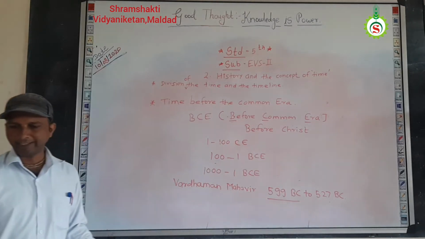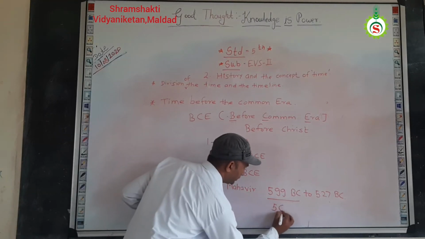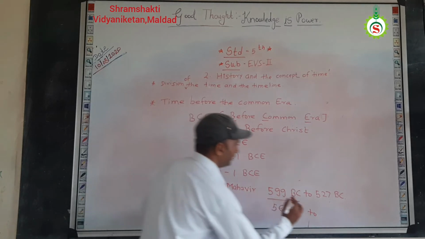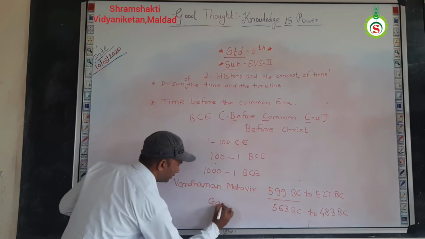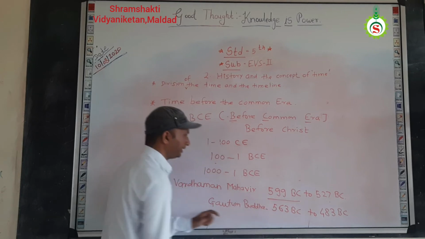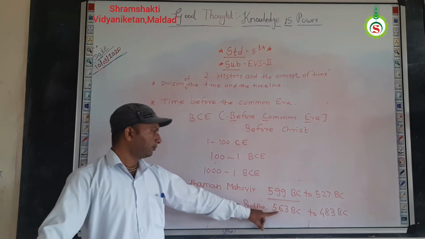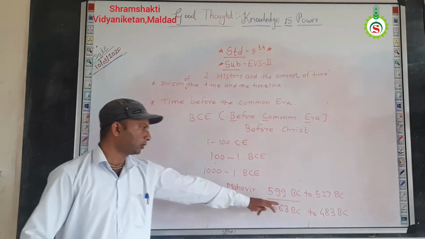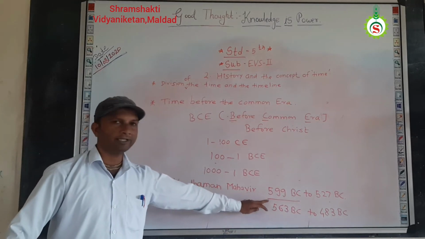Like that, the lifetime of Gautam Buddha is written as 563 BC to 483 BC. It means the birth of Gautam Buddha took place at 563 BC and the death occurs at 483 BC. So these years are always written in the reverse manner.